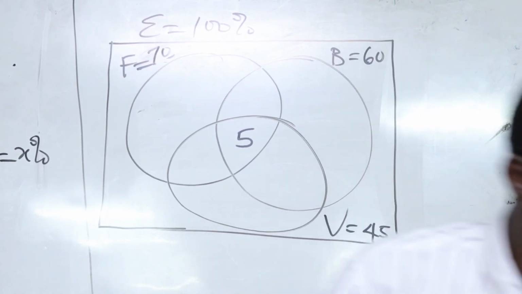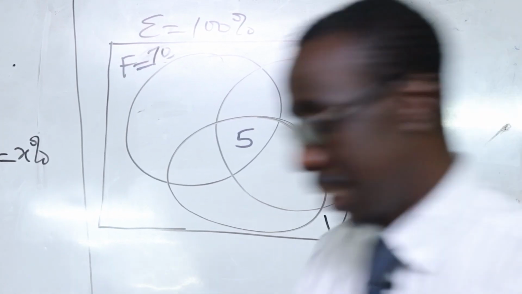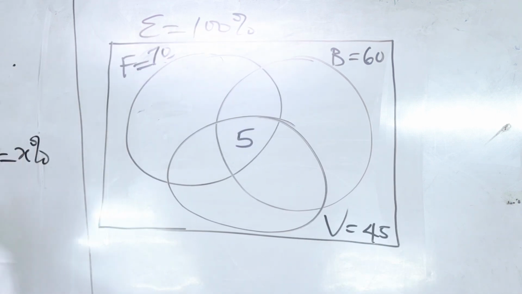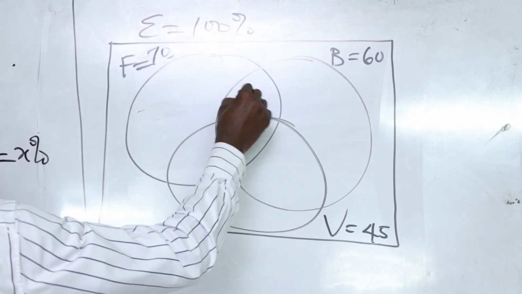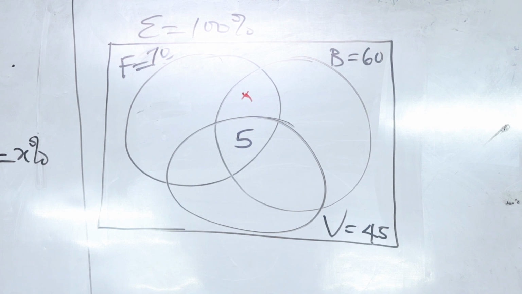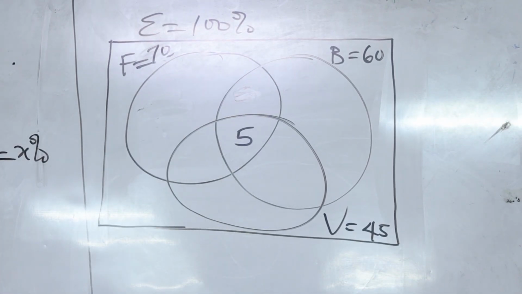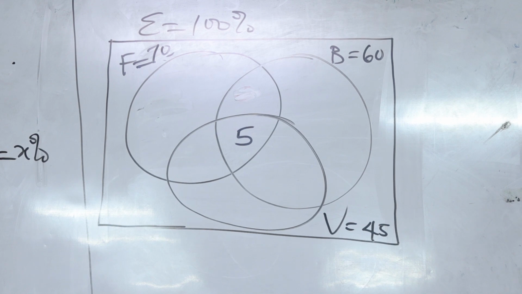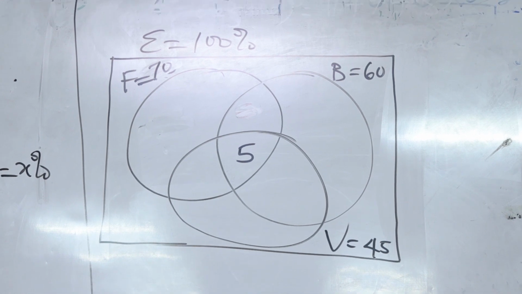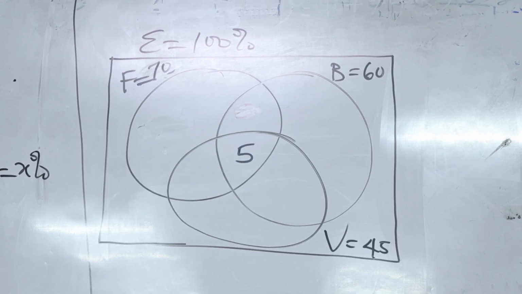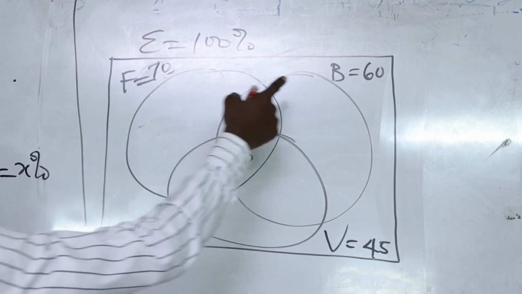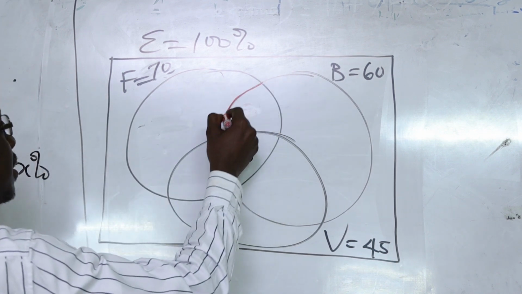Can we look at that now? Now, if you look at this place, it cannot be 45. Yes. I'm getting 45. It cannot be 45. Why? Because football and boxing is this.